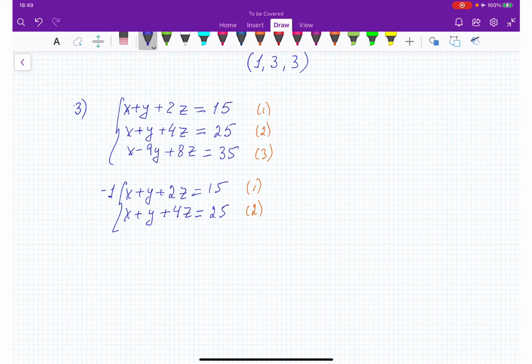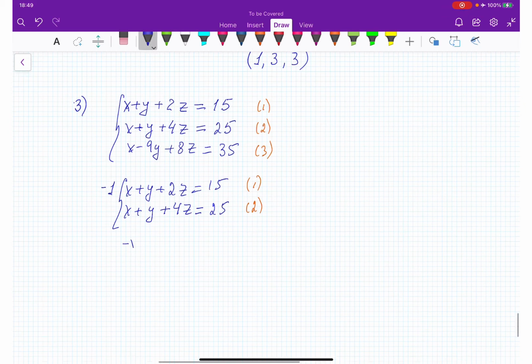So we get negative x, negative y, minus 2z is equal negative 15. x plus y plus 4z is equal 25.